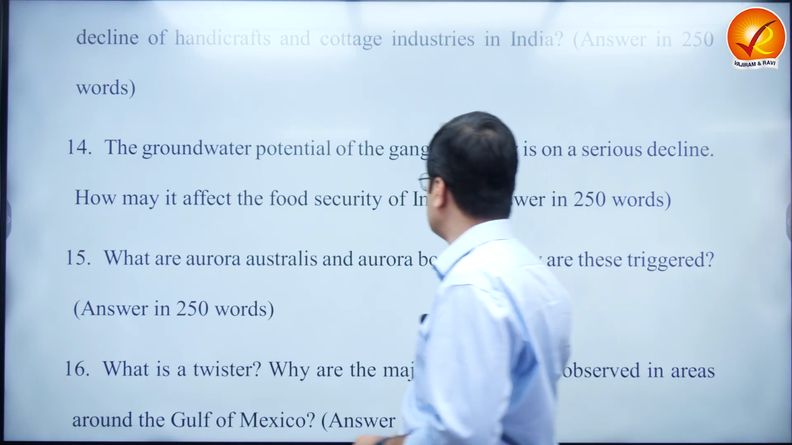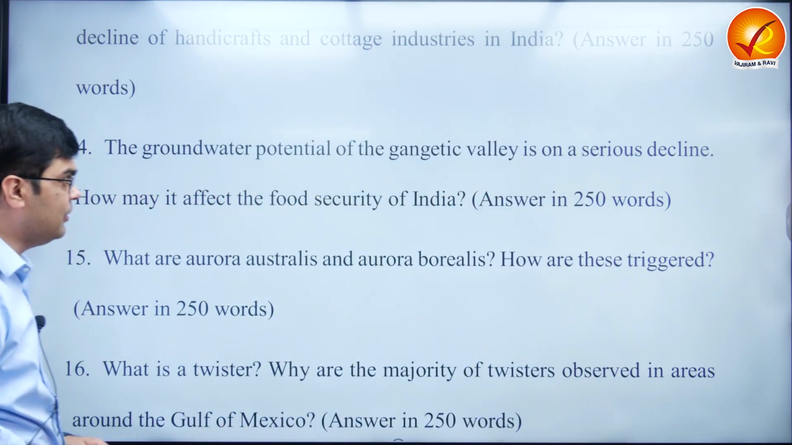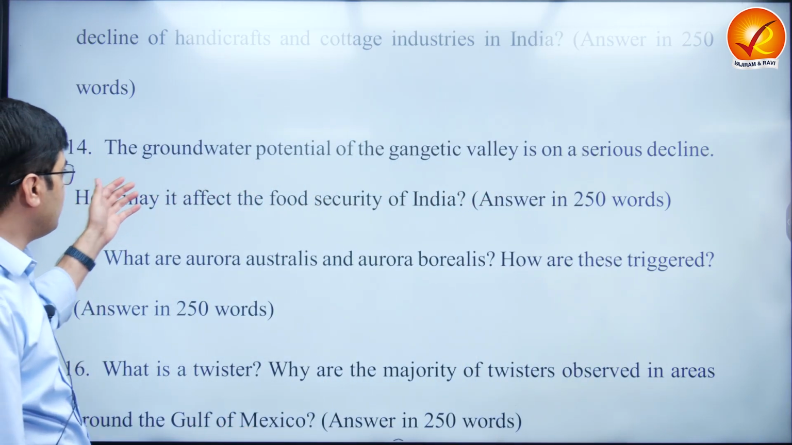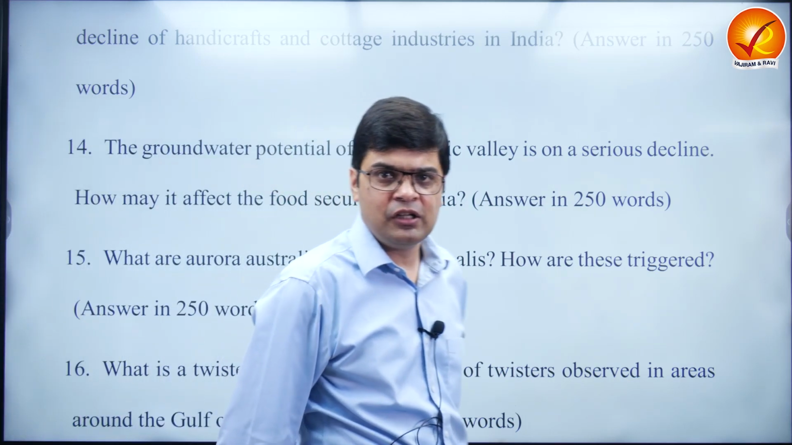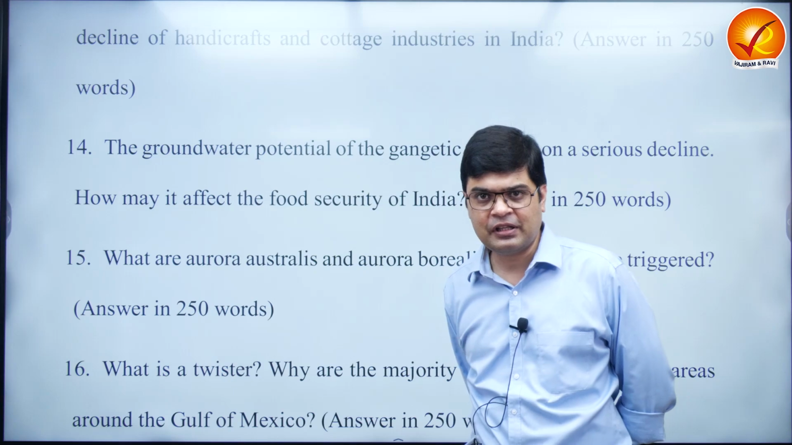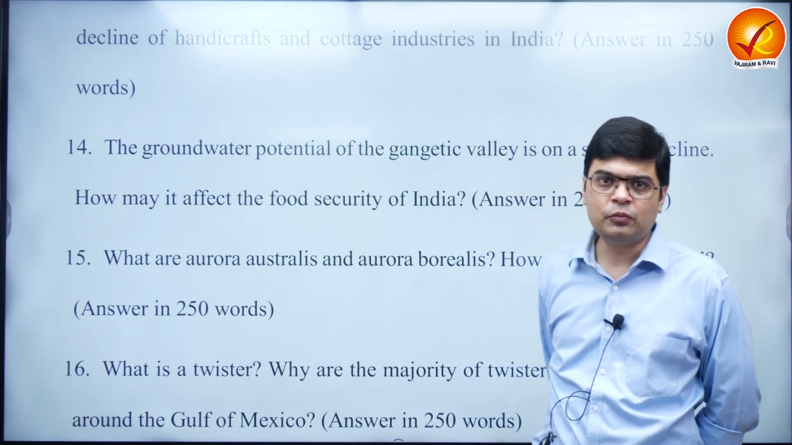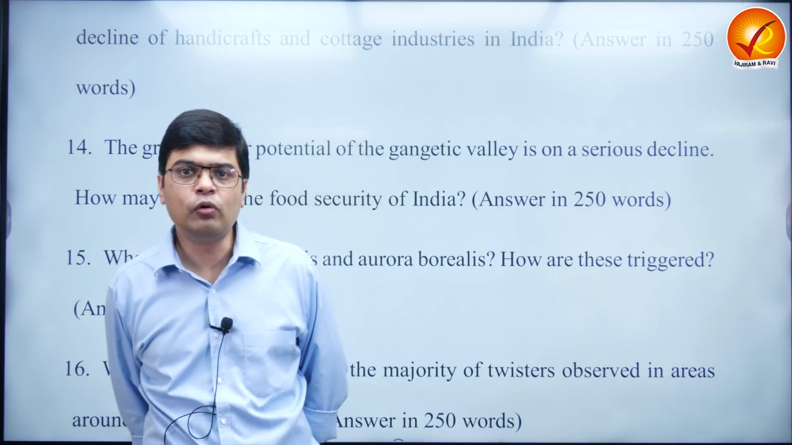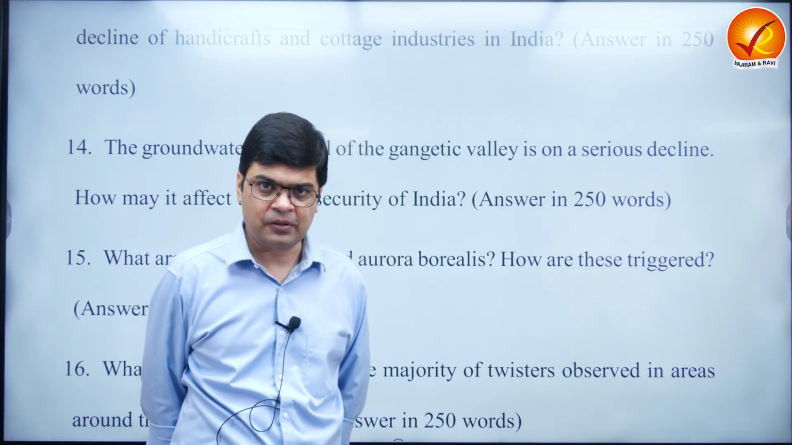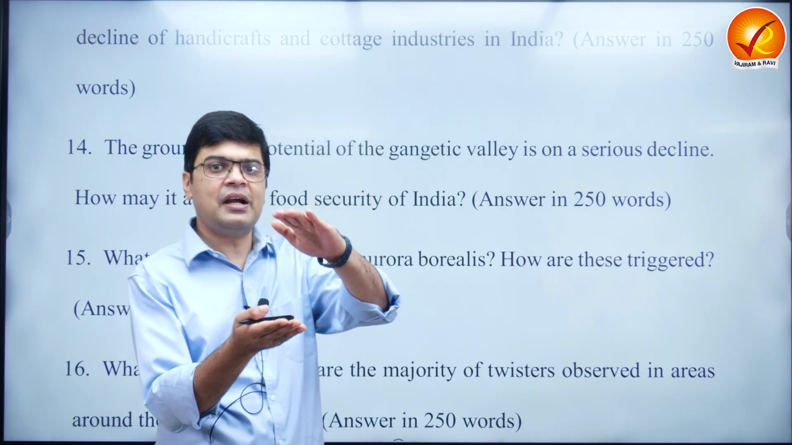So again, if suppose I look at the question, the groundwater potential of Gangetic Valley is on a serious decline. So yes, if suppose I have to introduce this, I can say Gangetic Valley is one of the very important areas for agriculture in the country, where it has been blessed with a number of rivers, a fertile alluvial soil, and also a good number of people who are practicing agriculture. Okay? This is the way I can start the question.